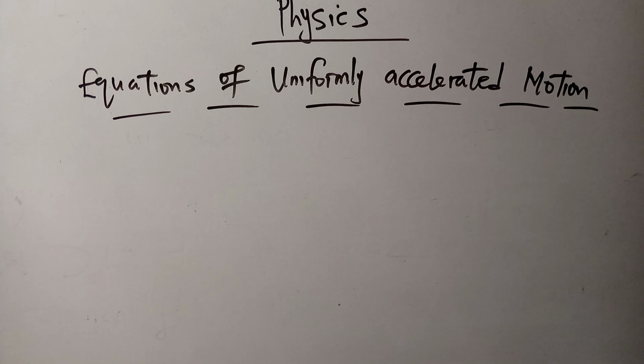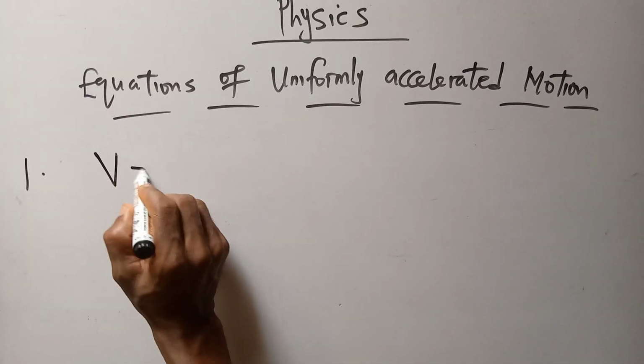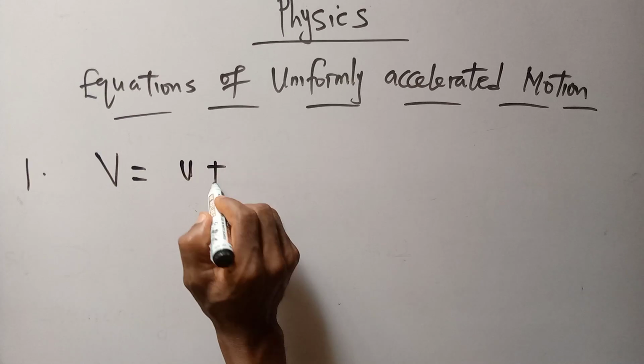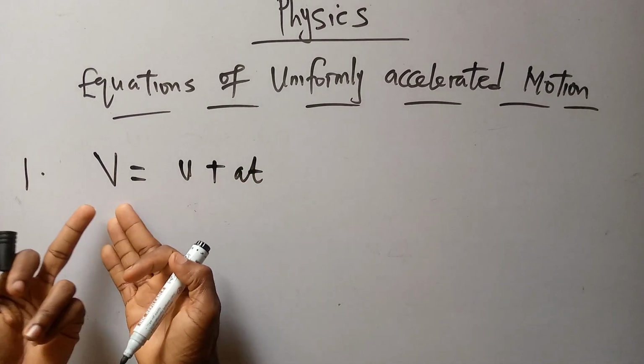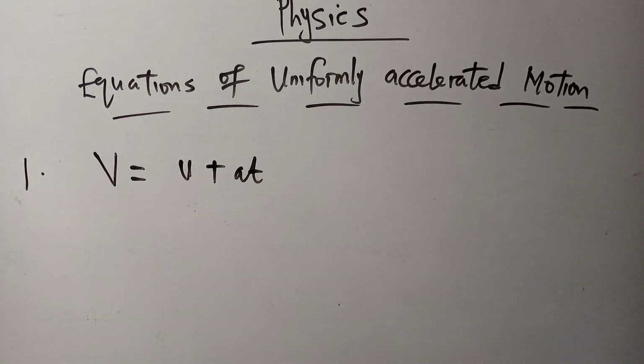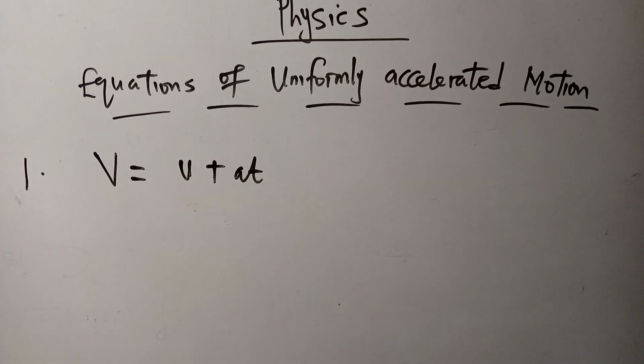Next, let's look at the equations of uniformly accelerated motion. Under the equations of motion, there are four basic formulas we need to know. The first equation of motion is given by v equal to u plus at, where v is the final velocity, u is the initial velocity, a is the linear acceleration, and t is time.